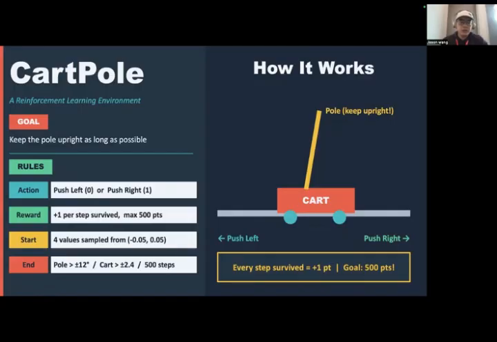At the start of each episode, the four values, the cart position, velocity, angle, and angular velocity, are all randomly sampled between negative 0.05 and positive 0.05. So every episode starts differently. The episode ends if any of the following occurs: the pole tilts more than plus or minus 12 degrees, the cart goes beyond plus or minus 2.4, or the episode exceeds 500 steps.